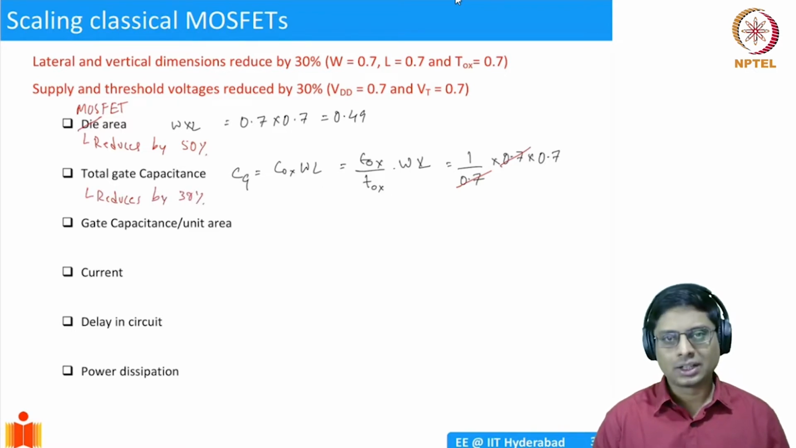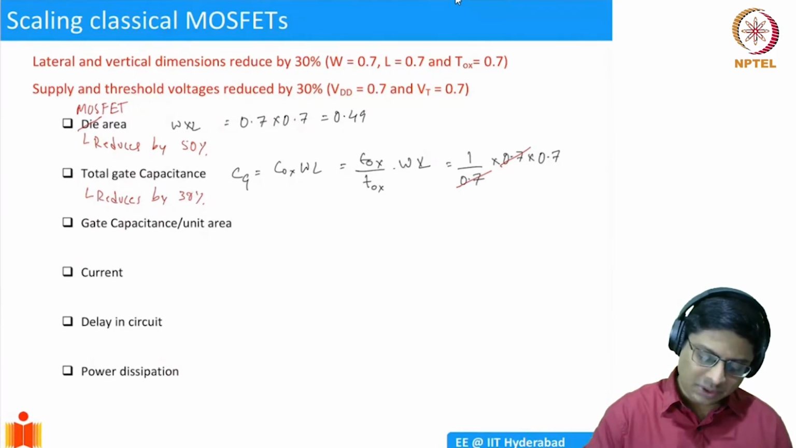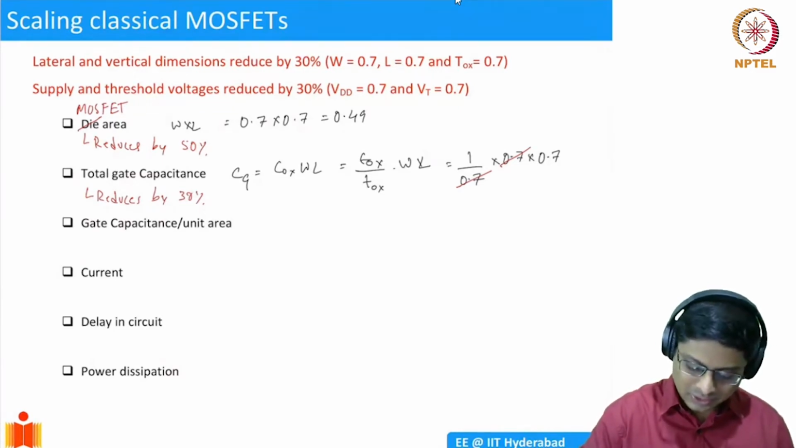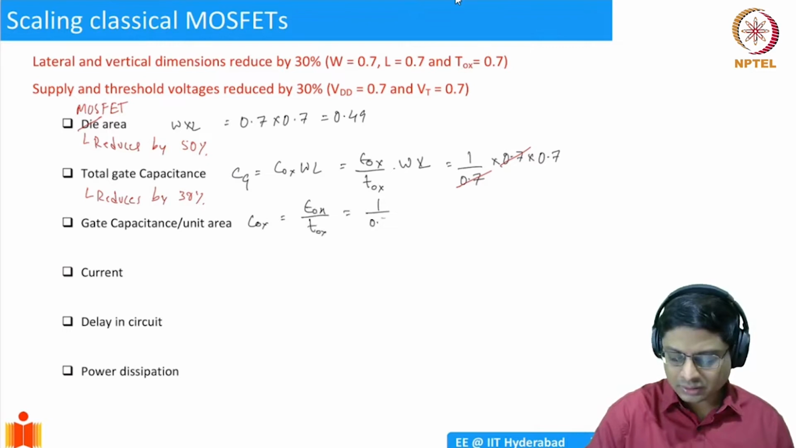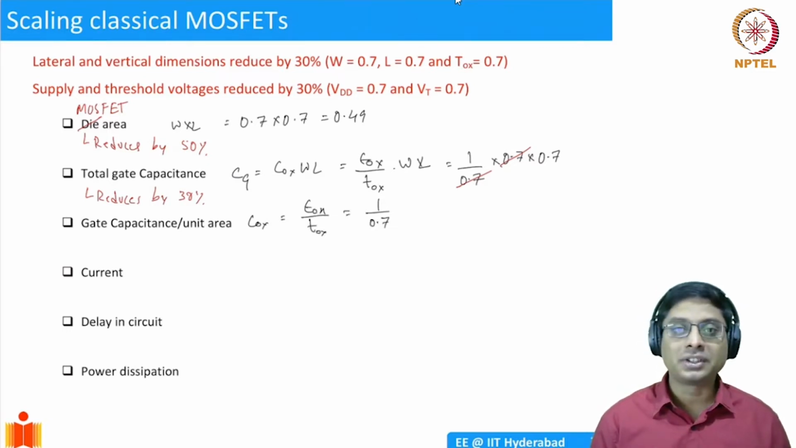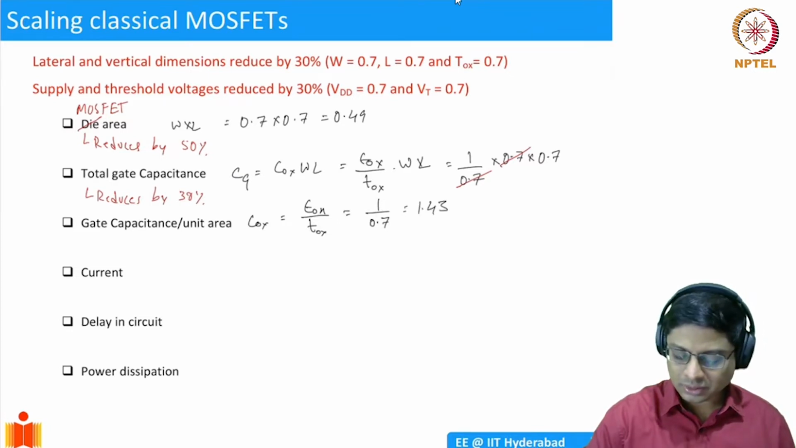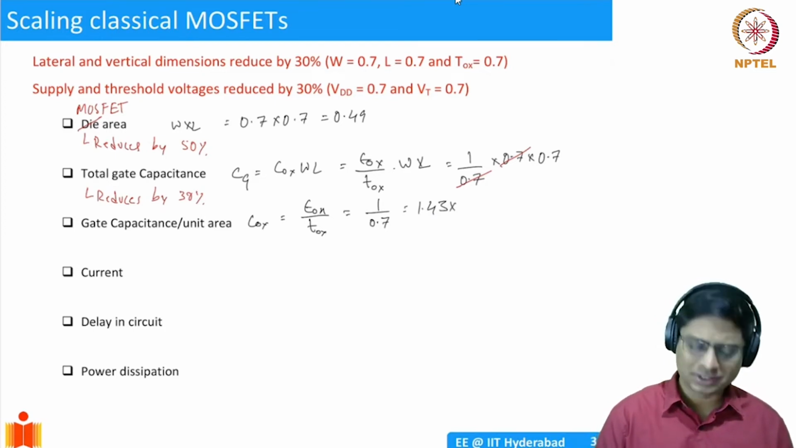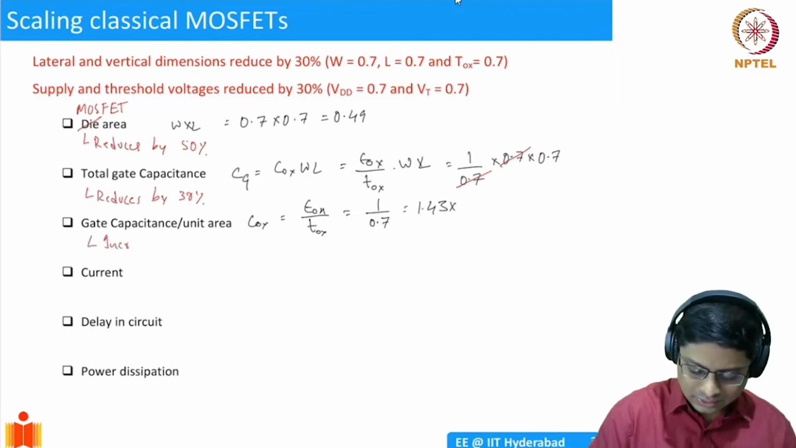What about gate capacitance per unit area? Gate capacitance per unit area we have already seen. This is simply Cox, and that will be epsilon oxide by T oxide. So this is divided by 0.7. So effectively, it turns out to be equal to 1.43 into whatever the original capacitance. So it increases by 43%, or let's just round it off to 40%. So this increases by 40%.